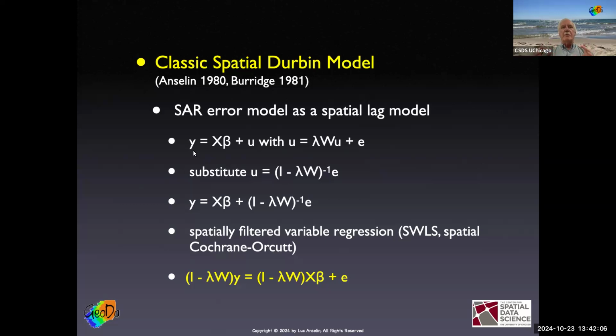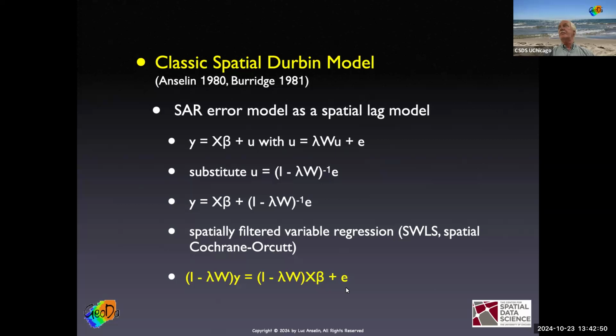Now, if you do a little bit of matrix algebra, we are back to this specification now. We're going to replace U by its solution here, right? That gives us this expression. Now, this expression has a big inverse in it. How do we get rid of the inverse? By pre-multiplying by I minus lambda W. So we pre-multiply left, we pre-multiply right, and we pre-multiply the error term, which gets rid of the inverse term, and we are left with a standard regression.